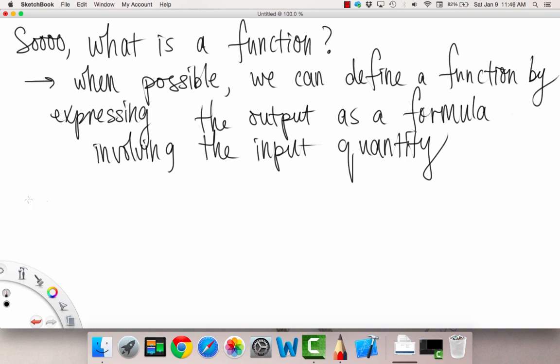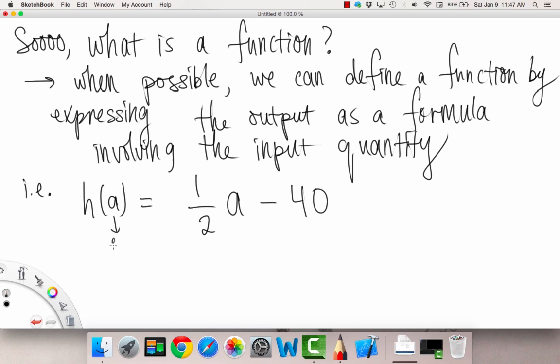Okay, so here's an example. So, i.e., let's say our h of a, remember our height depending on age, that's our function. We never defined it explicitly, but it could be something like this, is equal to 1/2 the age minus 40, which is probably not accurate. I'm just saying this is an example of what you could see as a given formula to define a function, right? So this means that our height, when you plug in a certain age, so this is our age, right?